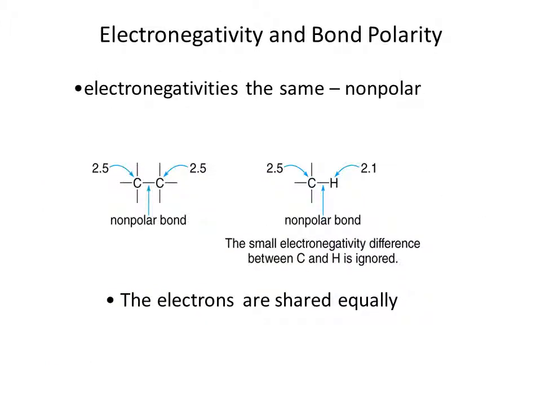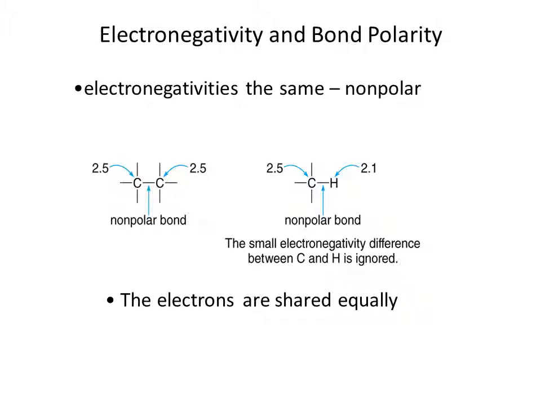To determine bond polarity, we look at electronegativities. If the electronegativities are identical, for instance, two different carbons bound to each other, what you find is that their electronegativities are the same, and so we say it's a nonpolar bond. If I look at carbon and hydrogen, their electronegativities are different. Carbon is more electronegative than hydrogen.